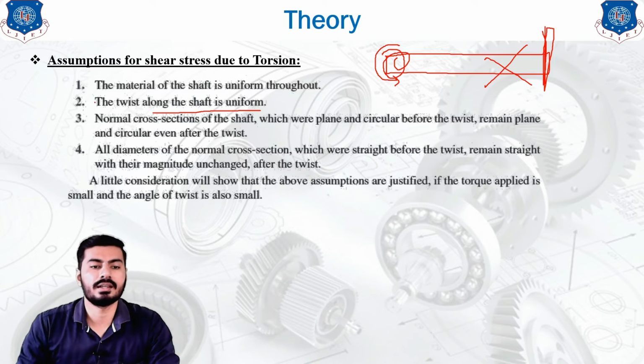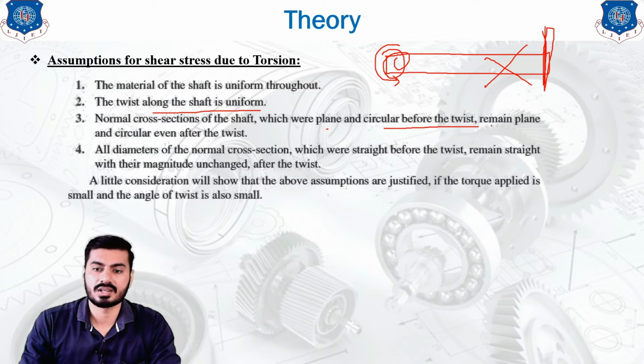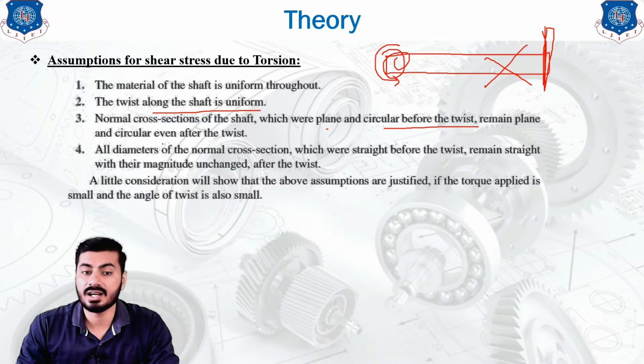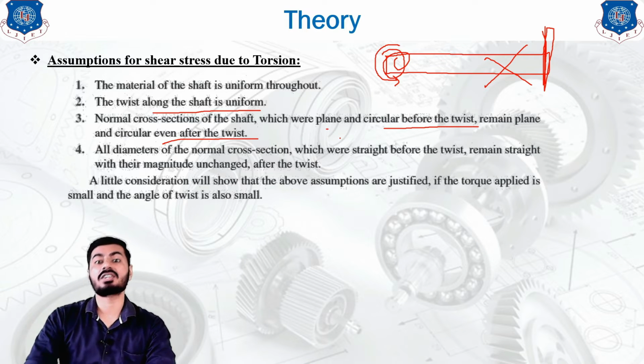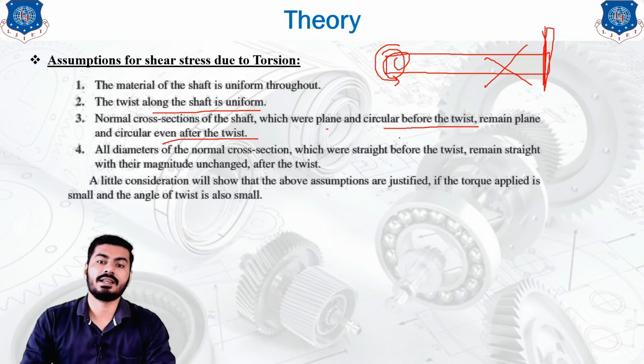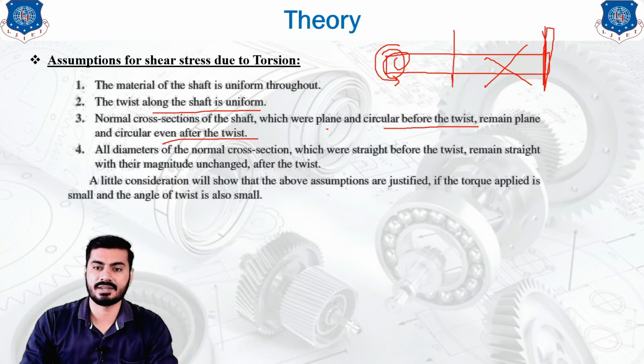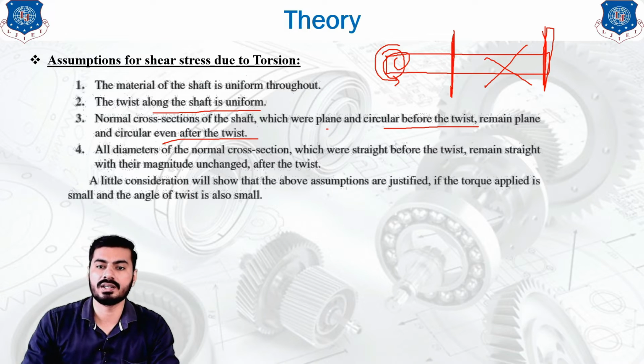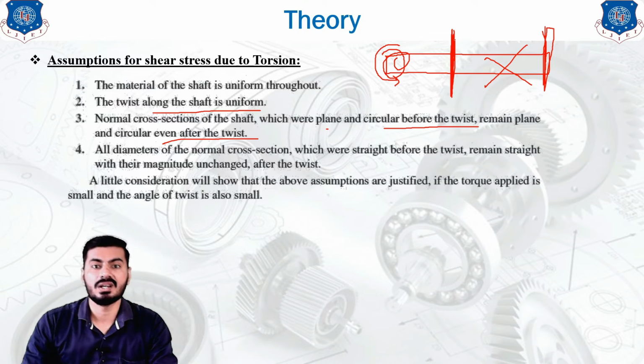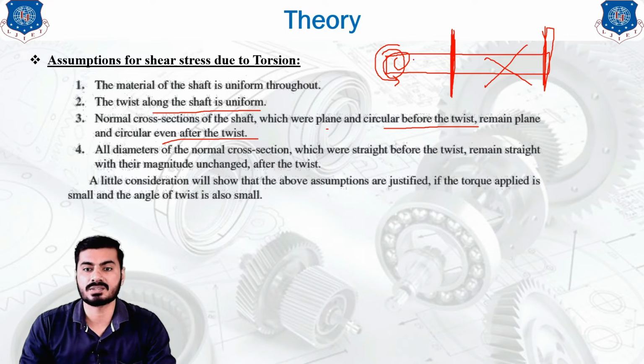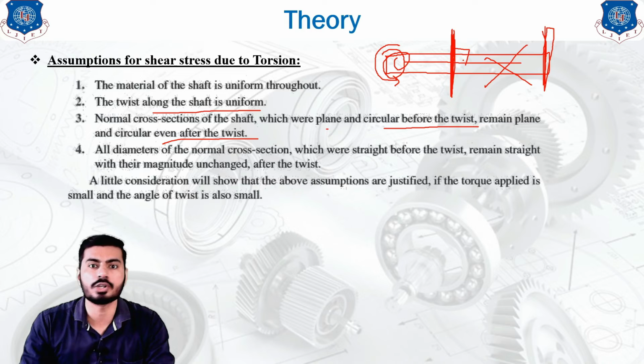Now we will see the third assumption, that the normal cross section of the shaft, which was plane and circular before the twist, remains plane and circular even after the twist. Here we are specifying that the cross section of the shaft is circular, and whenever you cut the shaft like this, your cross section will be transverse, because it is perpendicular to the longitudinal axis. As we explained earlier, this angle is 90 degrees, and that's why this direction is known as the transverse direction, which is perpendicular to the longitudinal direction.